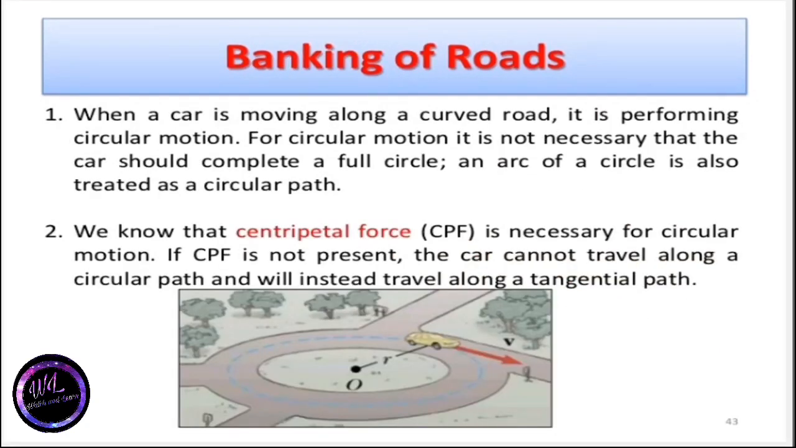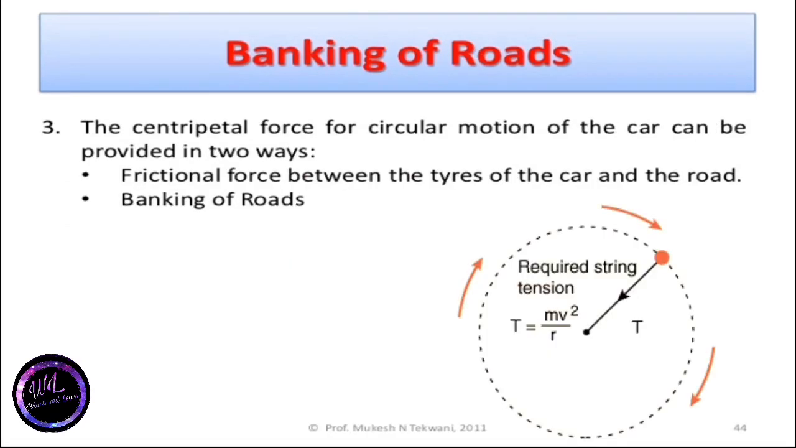So what would happen in this case? Is the car attached to the string? No. Then which is providing the centripetal force to the car? The centripetal force for the circular motion of the car can be provided in two ways. First one is frictional force between the tires and the road, and second one is banking of roads.